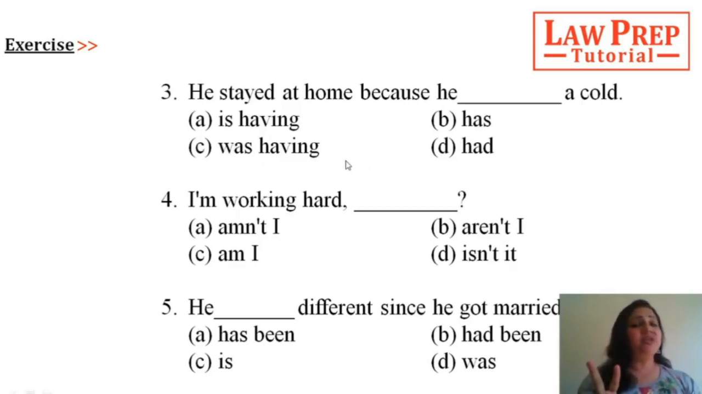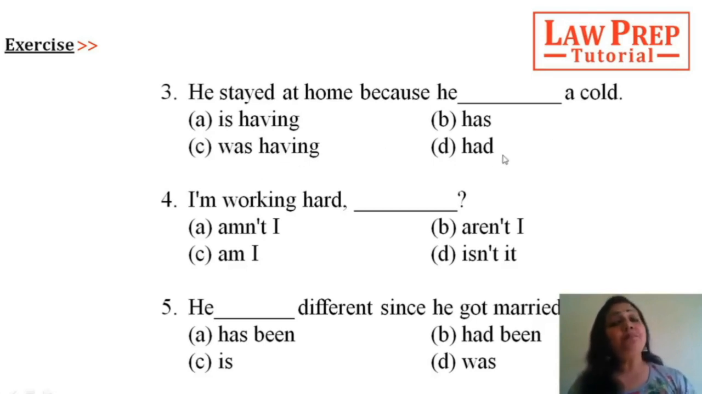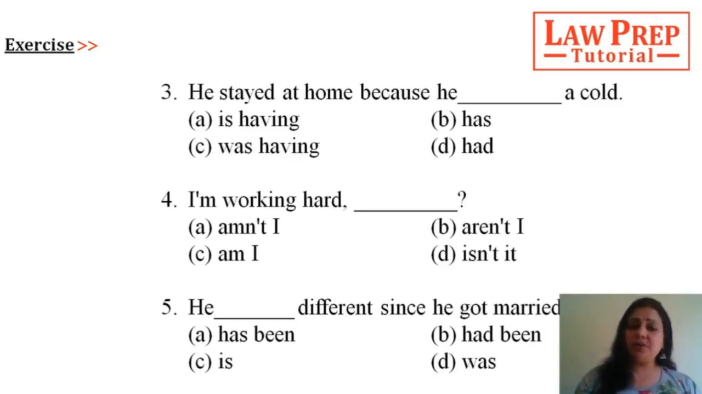Because there are two actions here, and we already have a simple past tense, we would move to past continuous. We could have also past perfect, because he had a cold, or he had suffered from cold. But because we already have the past continuous tense here, we would use "he was having a cold".